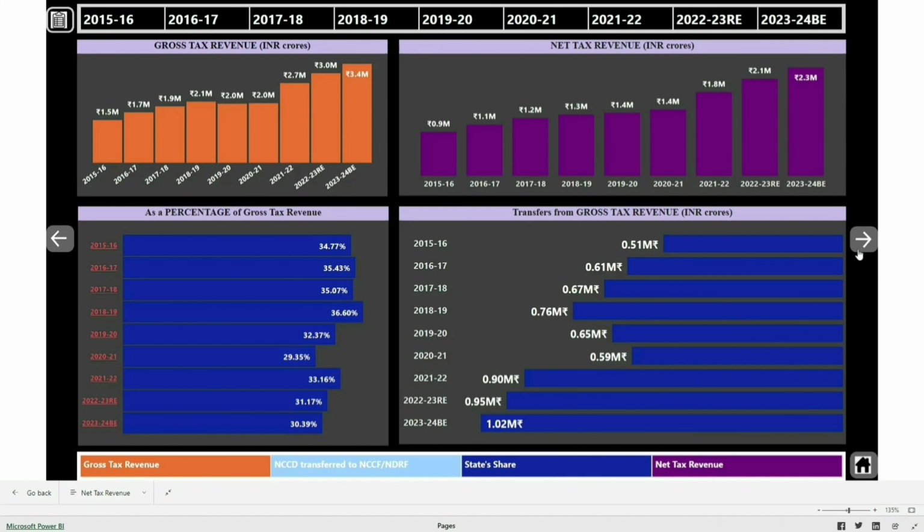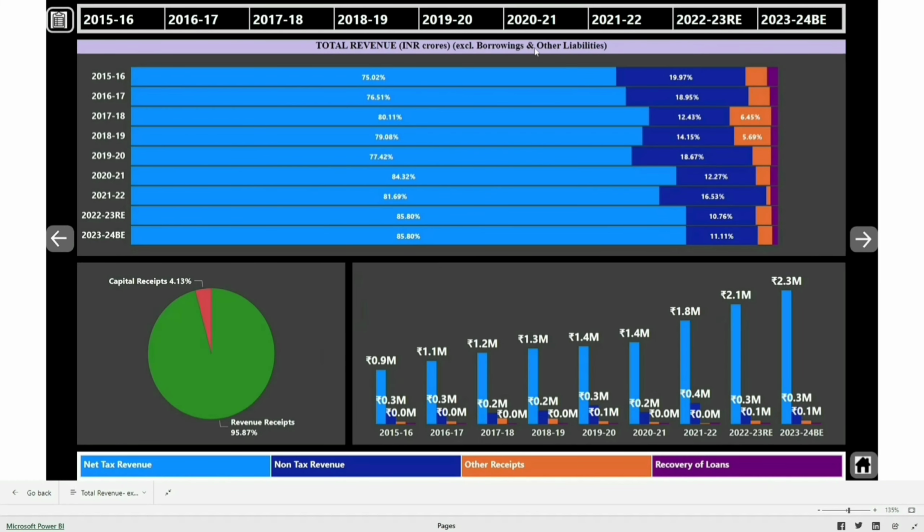So let's move forward. Here you can see I've excluded borrowings from the revenue, and I've taken here the net tax revenue. So here we can clearly see that the major source of revenue for the government, if we exclude borrowings, happens to be net tax revenue.